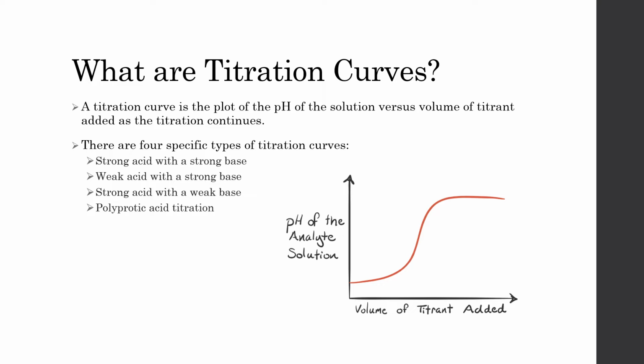There are 4 specific types of titration curves that I will talk about later in the presentation. Those include a strong acid, strong base titration, weak acid, strong base titration, a strong acid with a weak base, and polyprotic acid titrations.